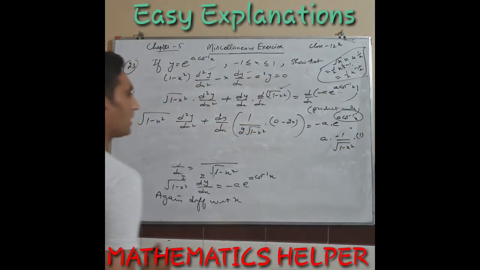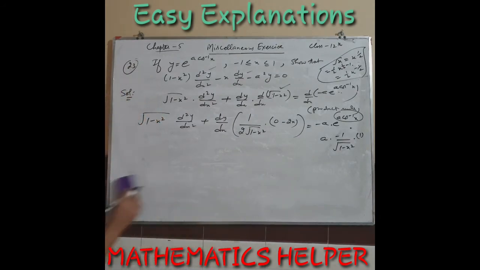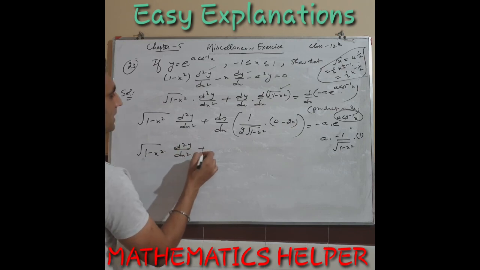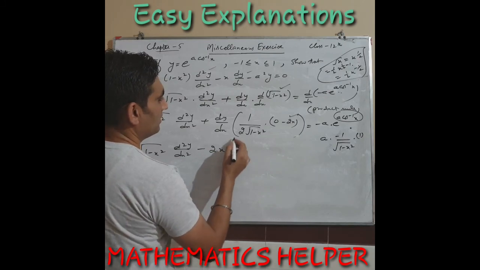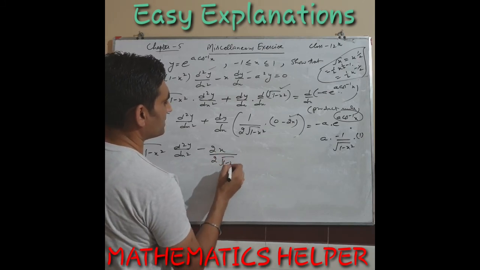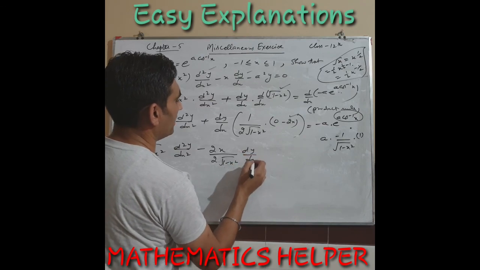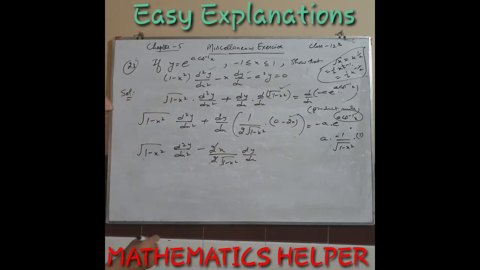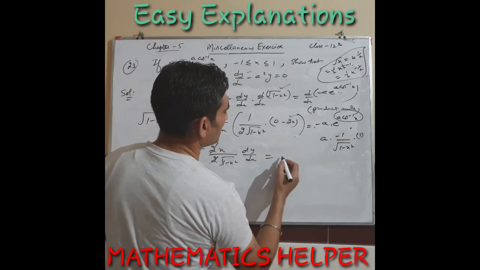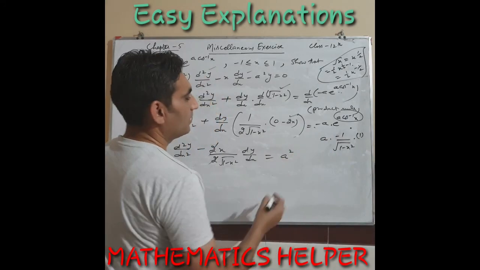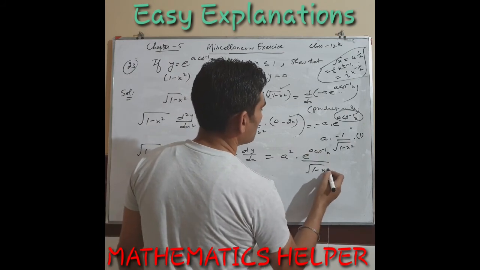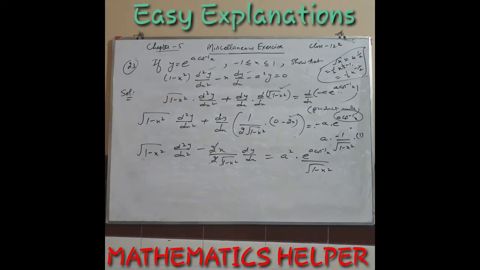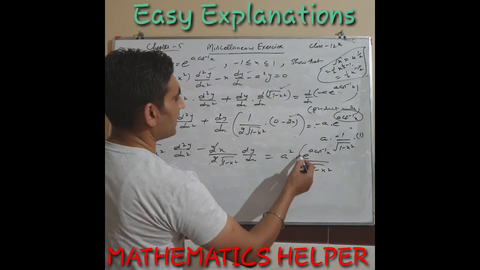So we did this earlier, one more time, okay? We are writing this same. So we have square root of 1 minus x square d square y over dx square plus minus minus, so I am writing minus 2x over 2 square root of 1 minus x square along with this dy over dx in the end. So 2 cancelled. Now see the right side, minus minus plus a into a square into e raised to power a cos inverse x over square root of 1 minus x square.